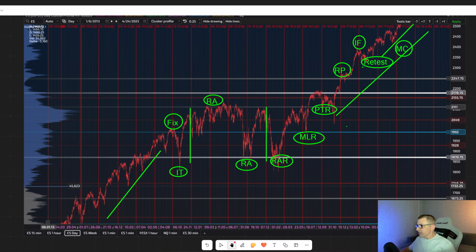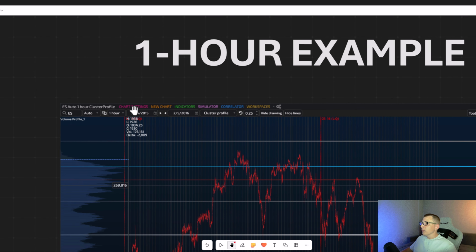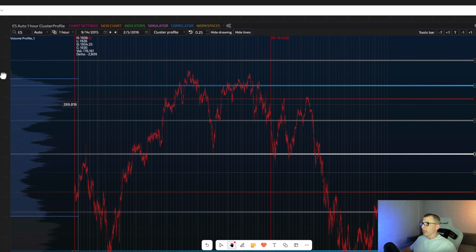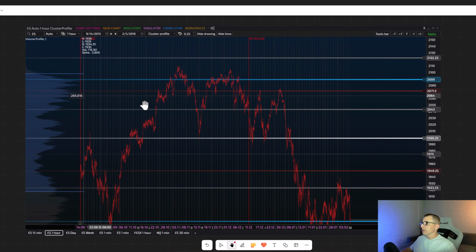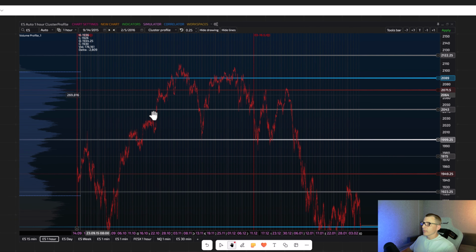Okay, now let's get to another example. A 1 hour example. Can you try to deconstruct it right now? Don't be lazy. What do you see? Where is impulse, fix, and inertial trade? Try to do it. Don't be lazy, please. You are lazy, I know. Okay. Let me do it myself.